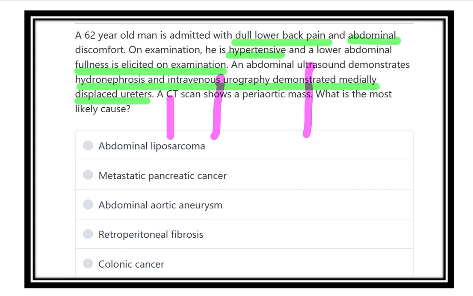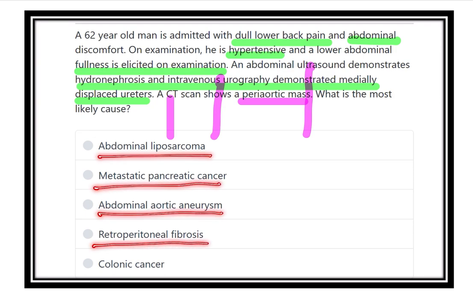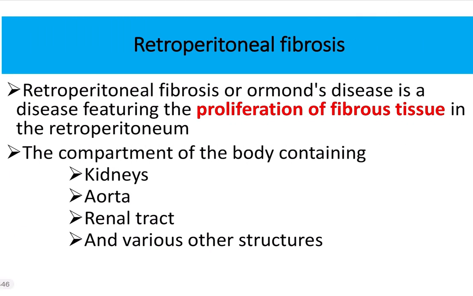And the CT scan shows a pericolic mass. That means there is a tumor in the retroperitoneal space, in the pericolic area, in the lateral area of the abdomen. So in the retroperitoneal space, the posterior part of the abdomen, there is a tumor. But we have to find the diagnosis with this investigation. Here the options are abdominal liposarcoma, metastatic pancreatic cancer, abdominal aortic aneurysm, retroperitoneal fibrosis, and colonic cancer.